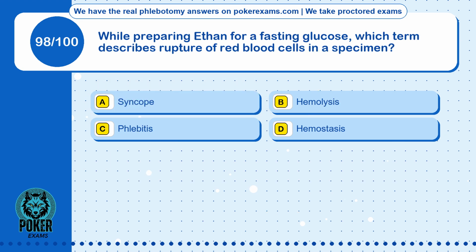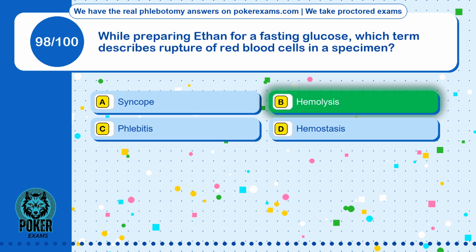Question 98. While preparing Ethan for a fasting glucose, which term describes rupture of red blood cells in a specimen? Option A. Syncope. Option B. Hemolysis. Option C. Phlebitis. Option D. Hemostasis. The correct answer is option B. Hemolysis.